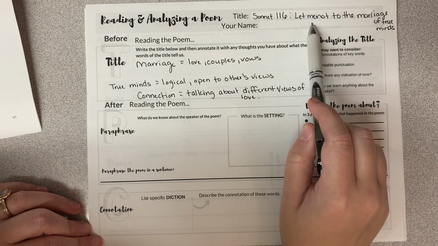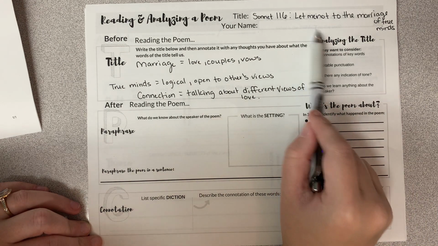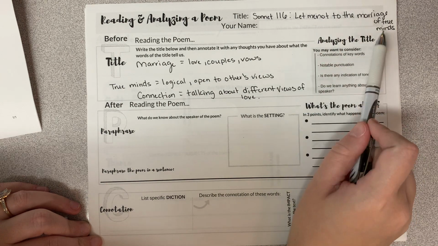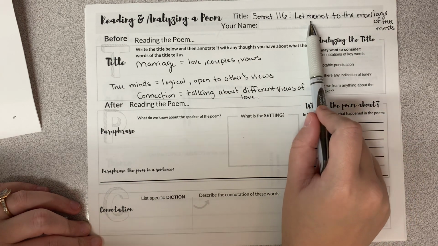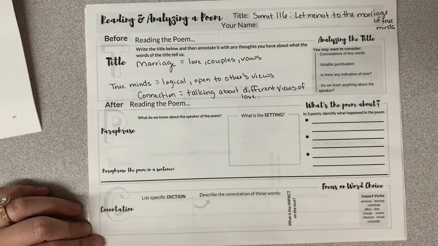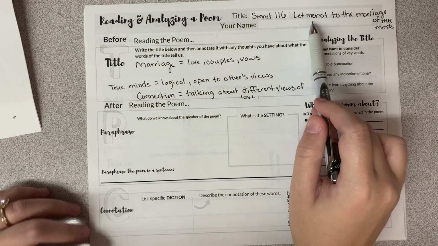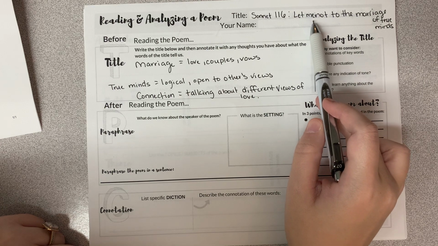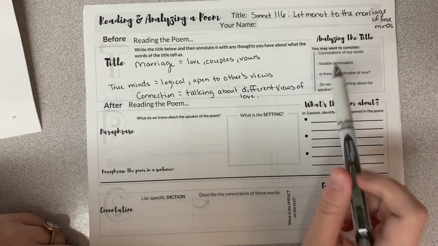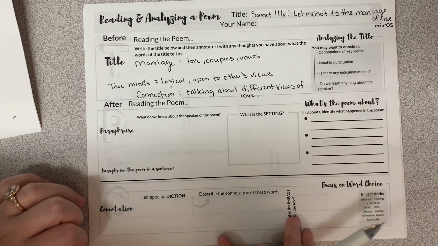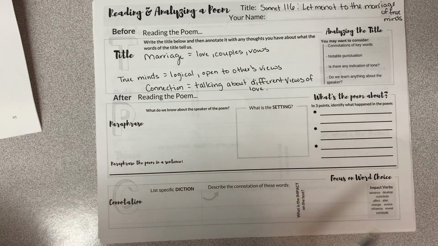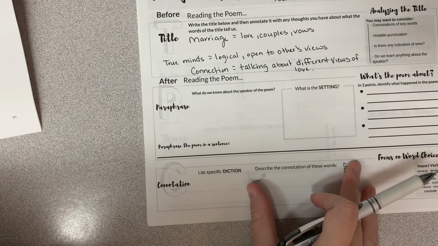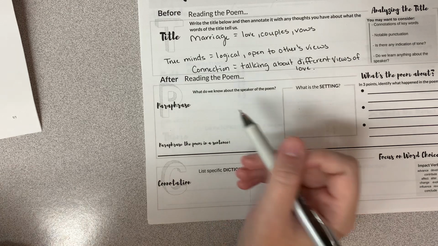Well, it's first person, but we don't know if it's male or female. We don't know how old they are, but we do know that it is written in first person. Okay, and when we have a poem that's written in first person, generally we are talking about the poet themselves. Not always, but in general. So that actually can lead us down here to the paraphrase section. What do we know about the speaker of the poem?